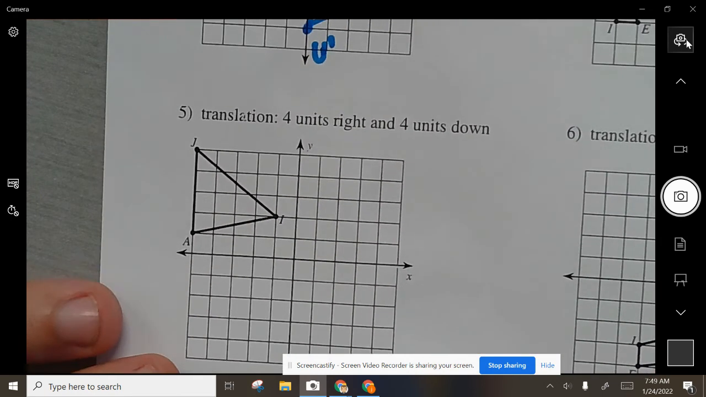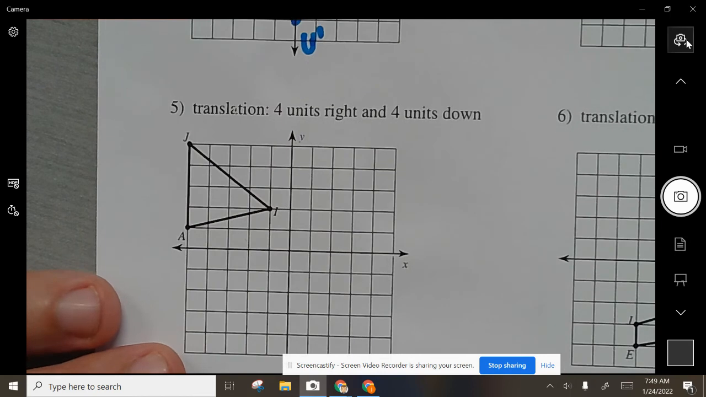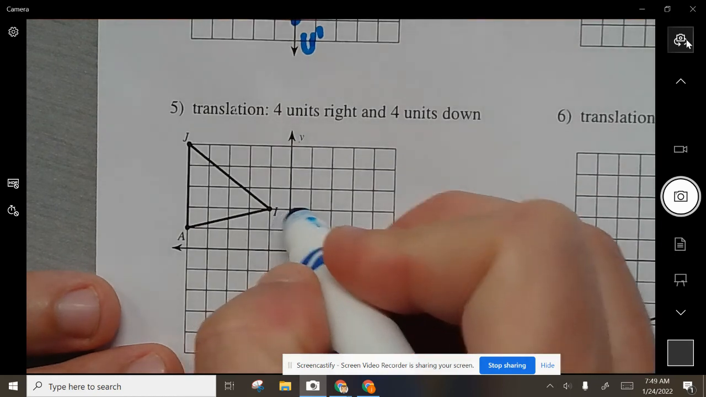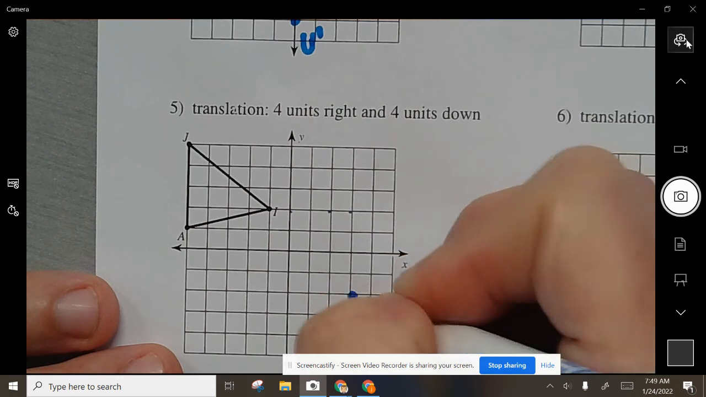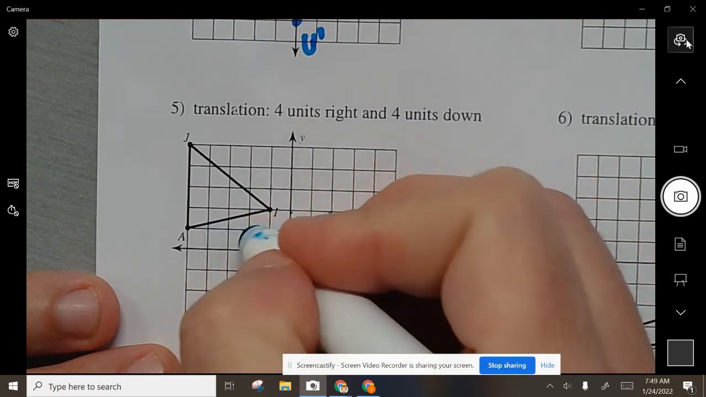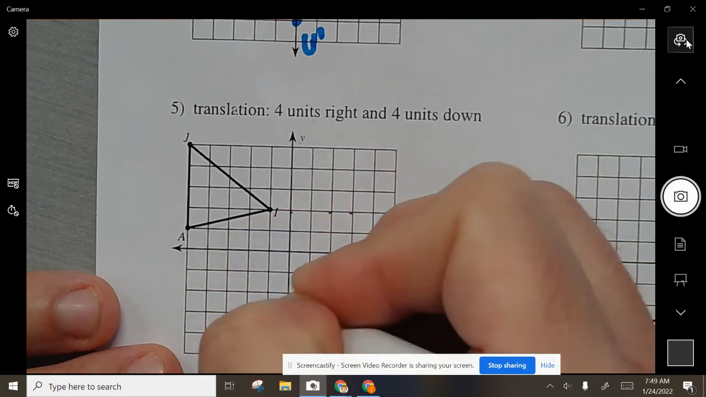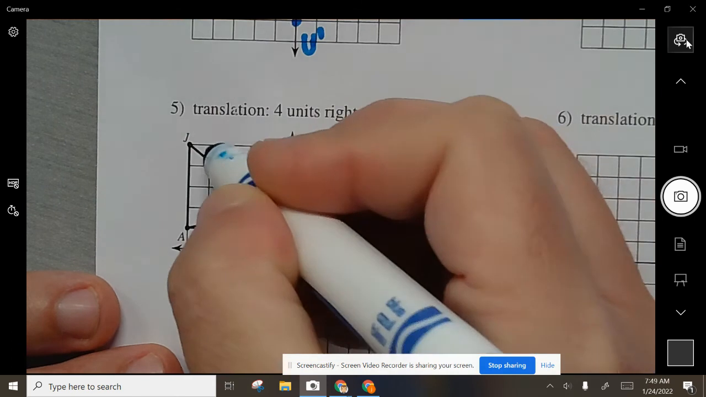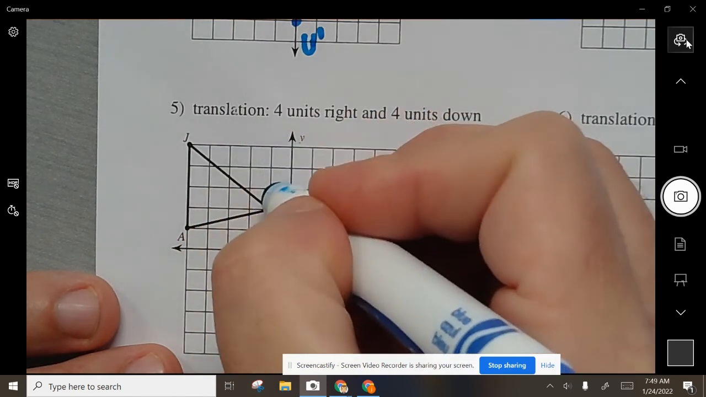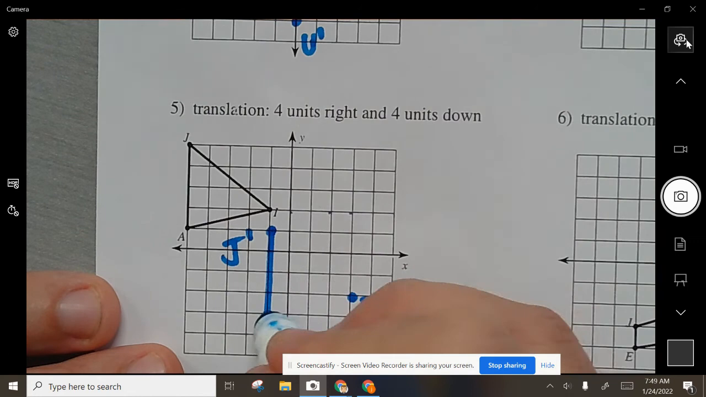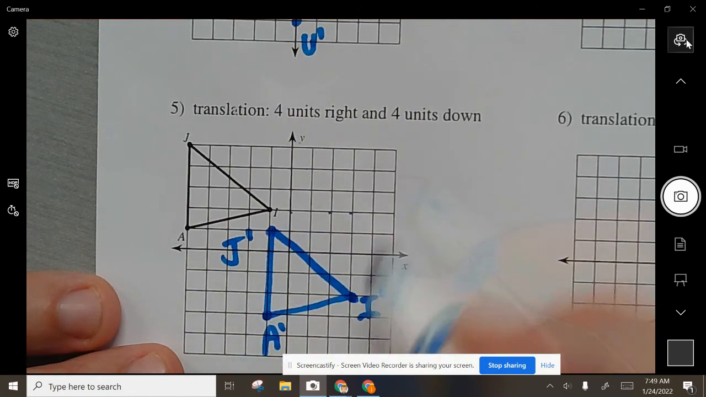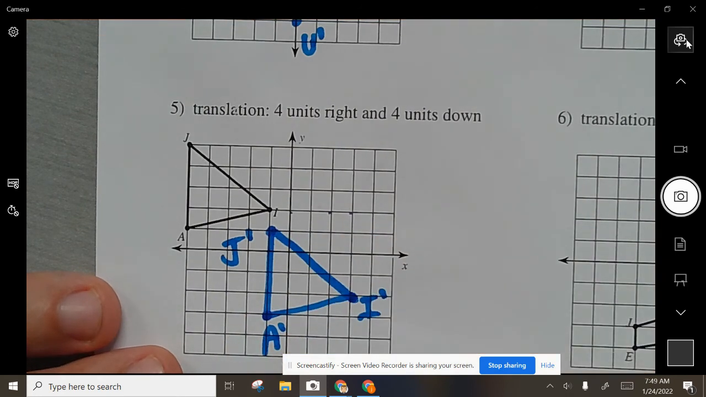4 units right and 4 units down. 1, 2, 3, 4. 1, 2, 3, 4. All right, 1, 2, 3, 4. So not too difficult, but understanding the primes, understanding it's congruent, and what they're called.